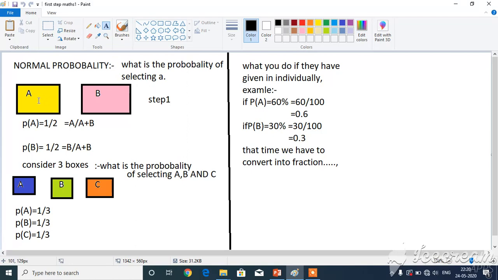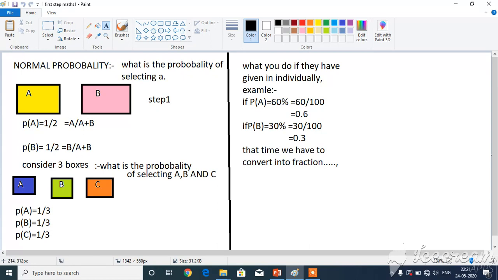Here there are two boxes, A and B. The question is, what is the probability of selecting A? Meaning P of A. It is 1 divided by 2, because the probability of A is 1, and the total boxes are 1 and 2, it is A plus B. So P of A is 1 divided by the total number of boxes, 2. Then what is the probability of selecting B? Similarly, in P of B, it is only one box, and 1 is divided by the total number of boxes, A plus B.